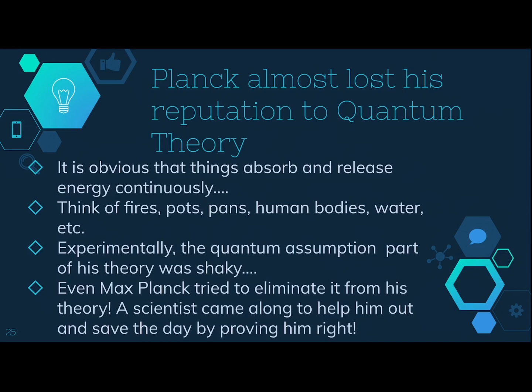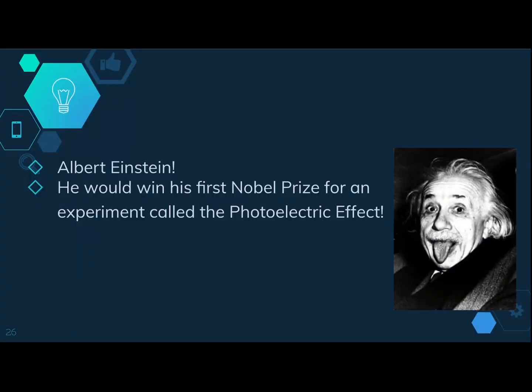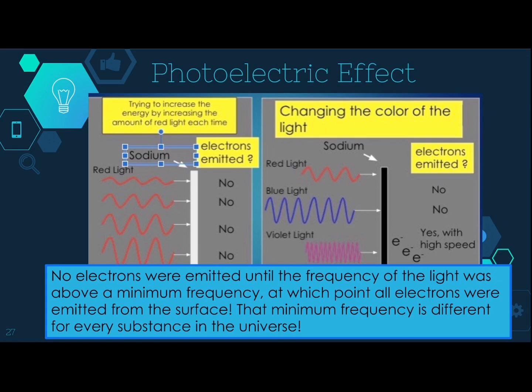It is obvious that things absorb and release energy continuously. Think of fires, pots, pans, human bodies, water. Experimentally, the quantum assumption part of his theory was a little bit shaky. Even Planck tried to eliminate it from his own theory. So a scientist came along and helped him out and kind of saved the day by helping prove him right. This guy was Einstein. He would win his first Nobel Prize for an experiment called the photoelectric effect.